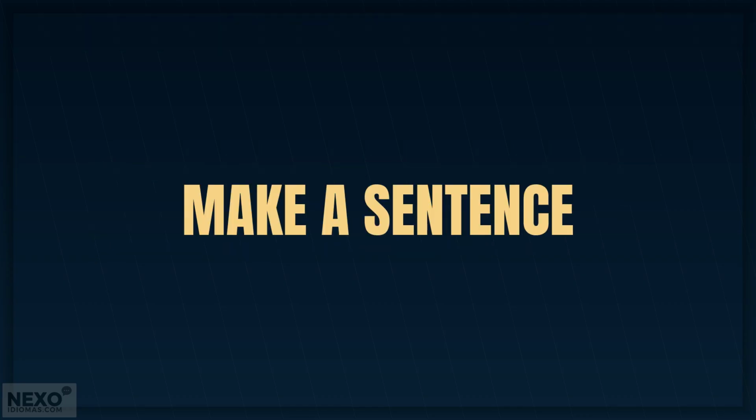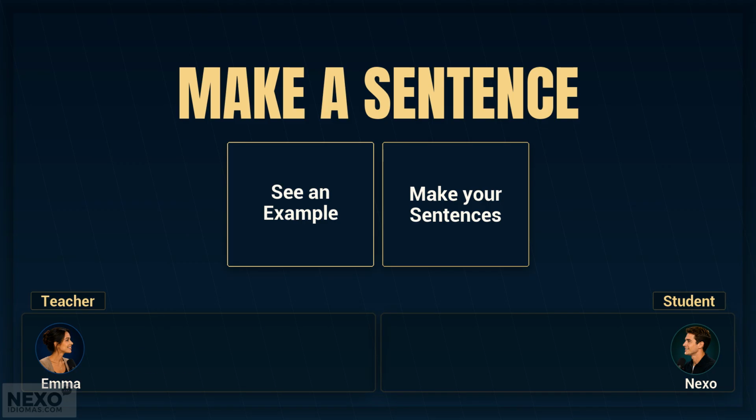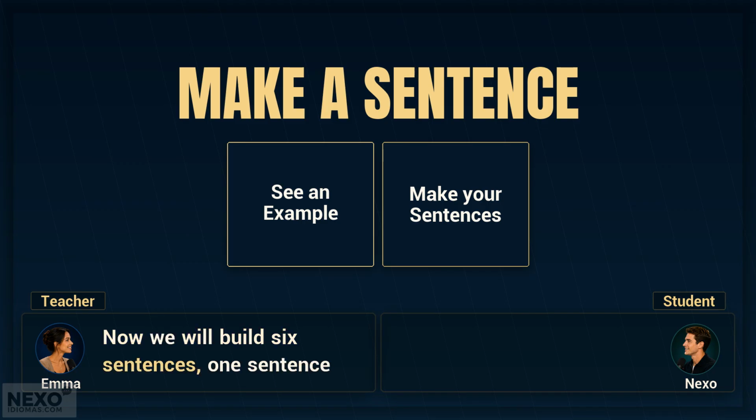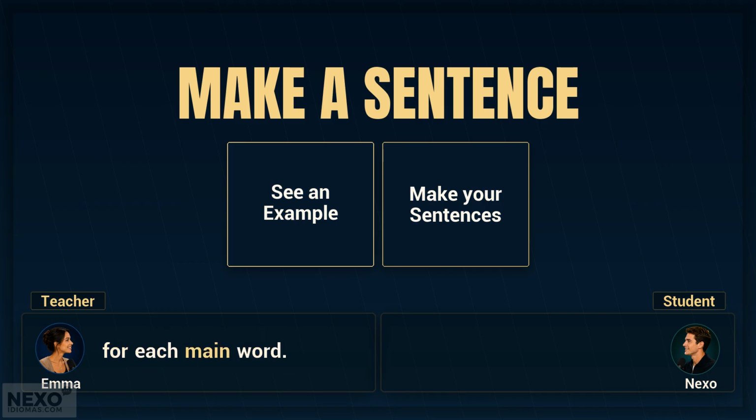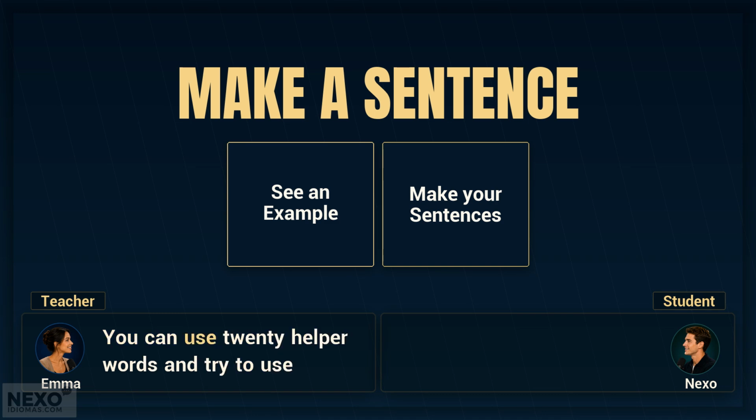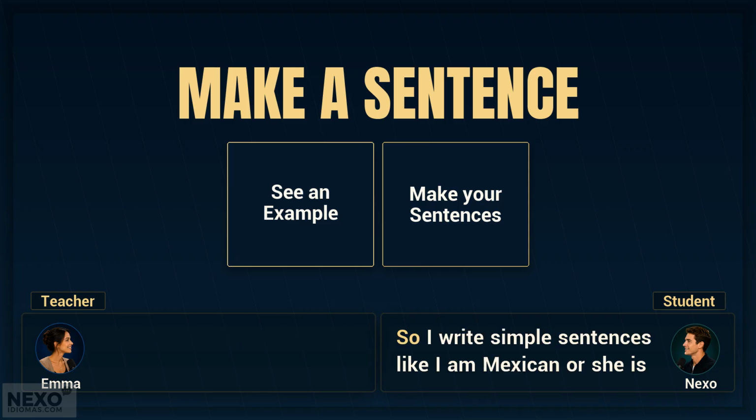Make a sentence. Now we will build 6 sentences, 1 sentence for each main word. You can use 20 helper words and try to use pronouns with am, is, and are. So I write simple sentences like I am Mexican or she is British.